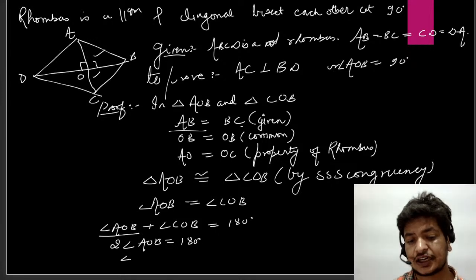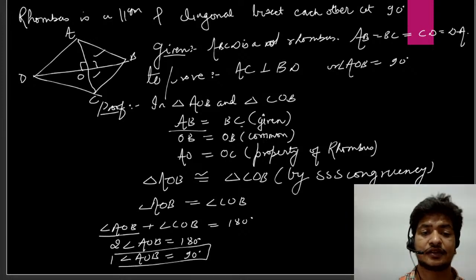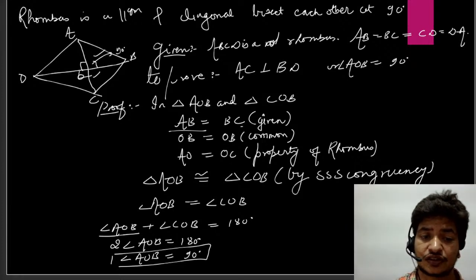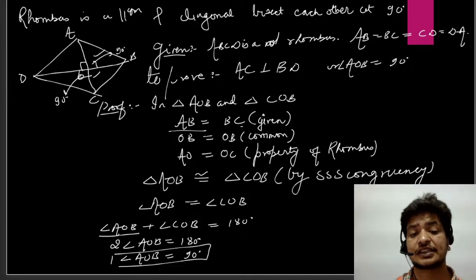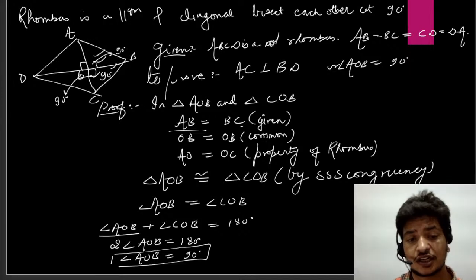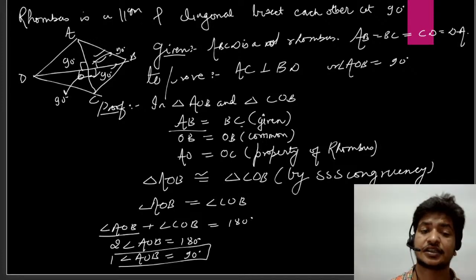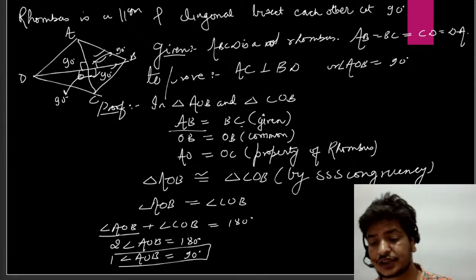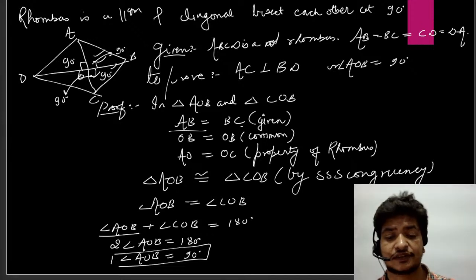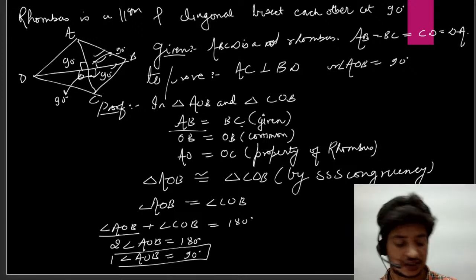We can say that angle AOB is equal to 90 degrees. So we are getting the value of angle AOB as 90 degrees. If this angle is 90 degrees, I can say this angle is also equal to 90 degrees with the help of vertically opposite angles, and this angle is also 90 degrees. Why? Because this angle and this angle are equal to each other. Again, this angle is equal because it is a vertically opposite angle. So we can prove that all the angles given here are equal to each other.